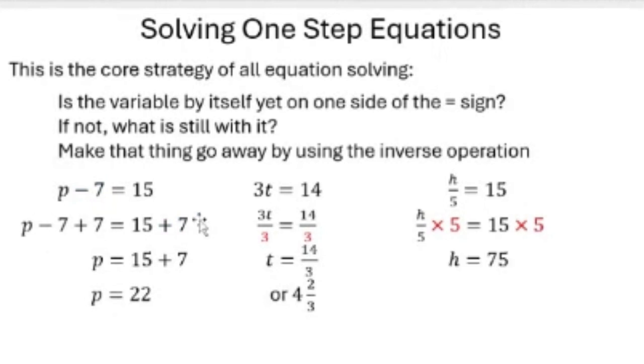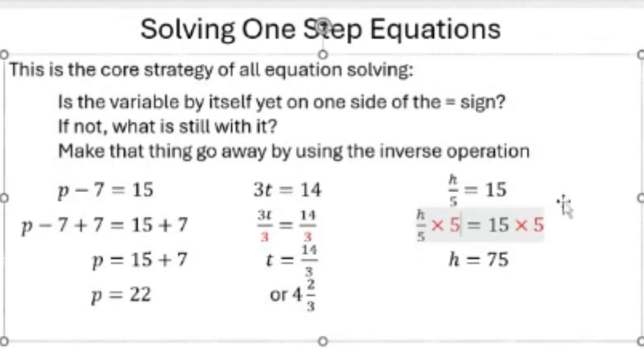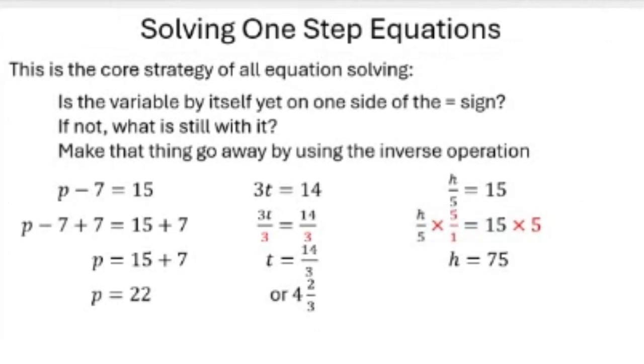And these 5s cancel out. Now, if you don't like that, let me show you one more little step here that we could technically include. That 5 is actually 5 over 1. And then when you do the fraction work, you can see the 5 on the top and bottom cancels out, right? So the left side, the 5s cancel out, you're just left with an h. The right side, 15 times 5 is 75. There's the basic idea.